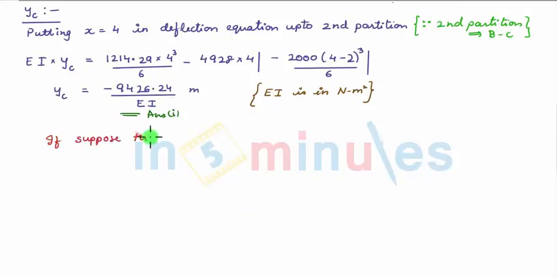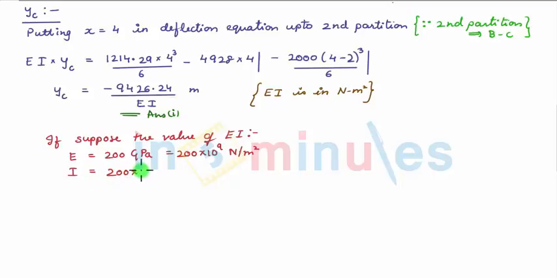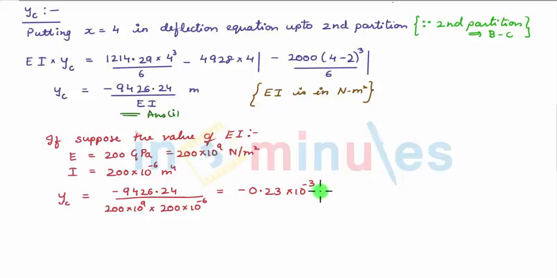Now suppose the value of E is given as 200 gigapascal, so this will be 200 into 10 to the power 9 Newton per meter square, and I, the moment of inertia of the section of the beam, is 200 into 10 to the power minus 6 meter to the power 4. So we will have the value of yc equal to minus 9426.24 upon 200 into 10 to the power 9 multiplied by 200 into 10 to the power minus 6. So this will give the value of yc as minus 0.23 into 10 to the power minus 3 meters. So if we take this deflection in mm, yc will be equal to minus 0.23 mm.